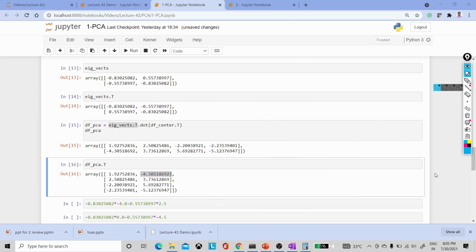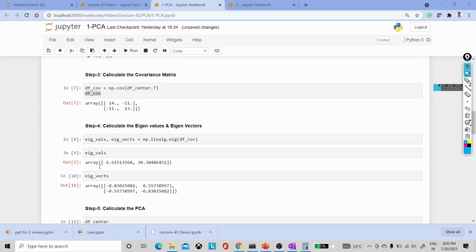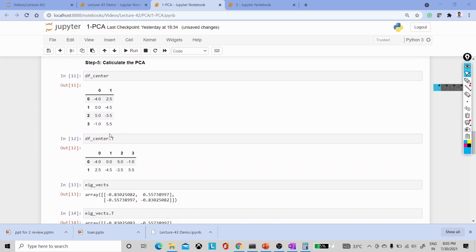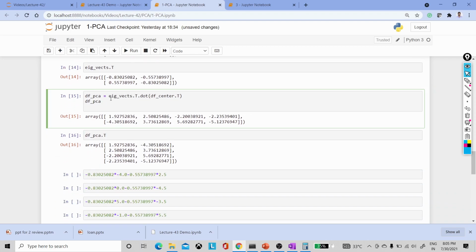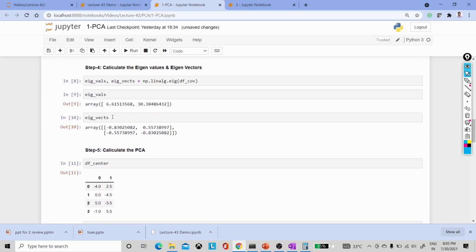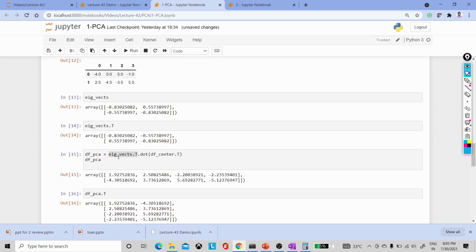So now these are the eigenvectors. For calculating the PCA we need the eigenvectors and their transpose. This is the eigenvector values. These same eigenvectors we take here, and these eigenvectors are multiplied after transposing. So the rows are converted into columns: minus this value will be this value, and this value will be this value. So this is the formula.